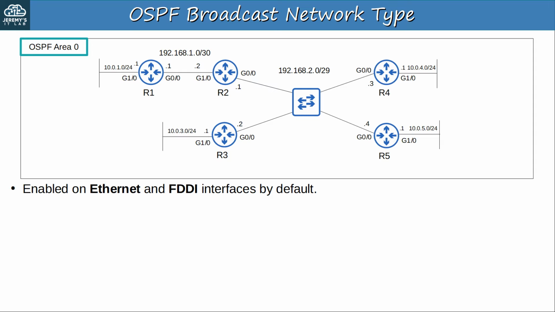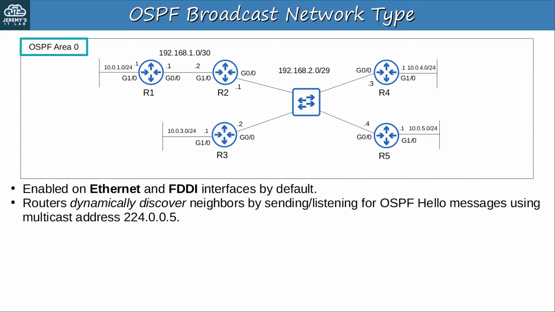Now let's cover a few characteristics of the broadcast network type. First up, routers dynamically discover neighbors by sending and listening for OSPF hello messages using the multicast address 224.0.0.5. You already know this from the previous video, when I showed you how OSPF routers become neighbors. However, not all network types dynamically discover neighbors like this. We won't cover this network type, but with the non-broadcast network type, you must manually configure neighbors.